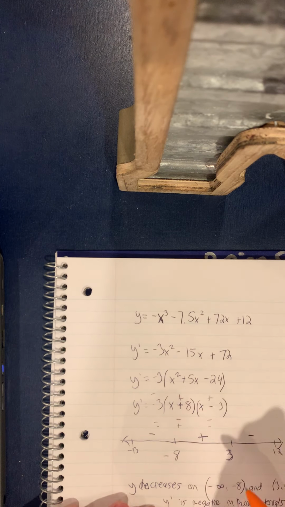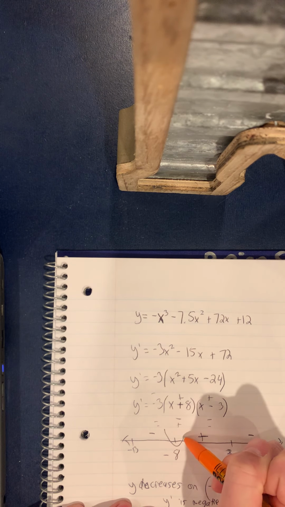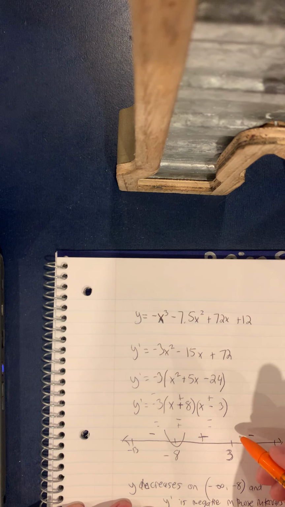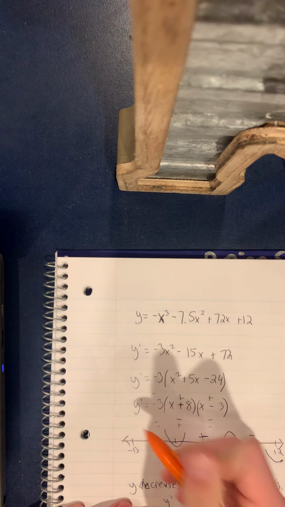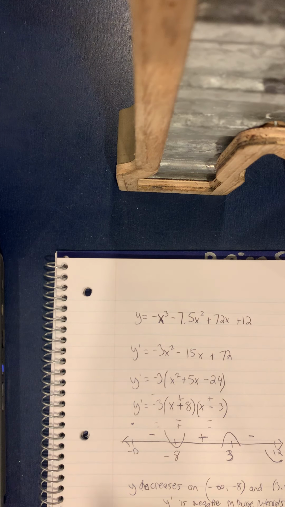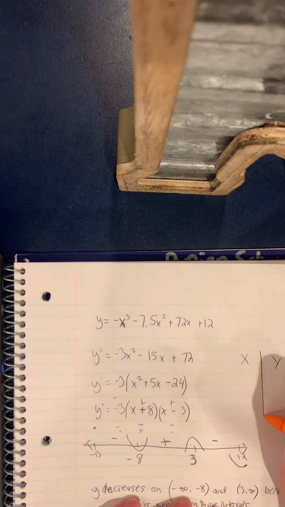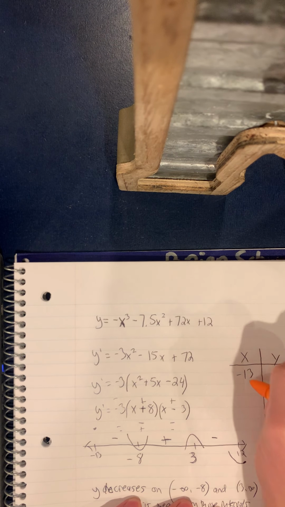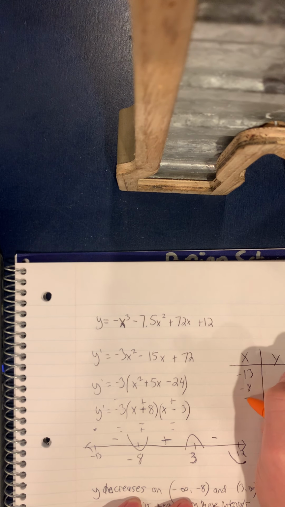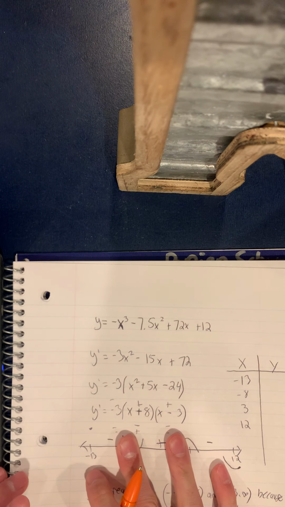So at negative 8, there's going to be a min. At 3, there's going to be a max. And then at 12, there's going to be a min. And at negative 13, there's going to be a max. So draw our table here, x, y: negative 13, negative 8, 3, and 12. And this is where we're going to find out whether they're relative or absolute.